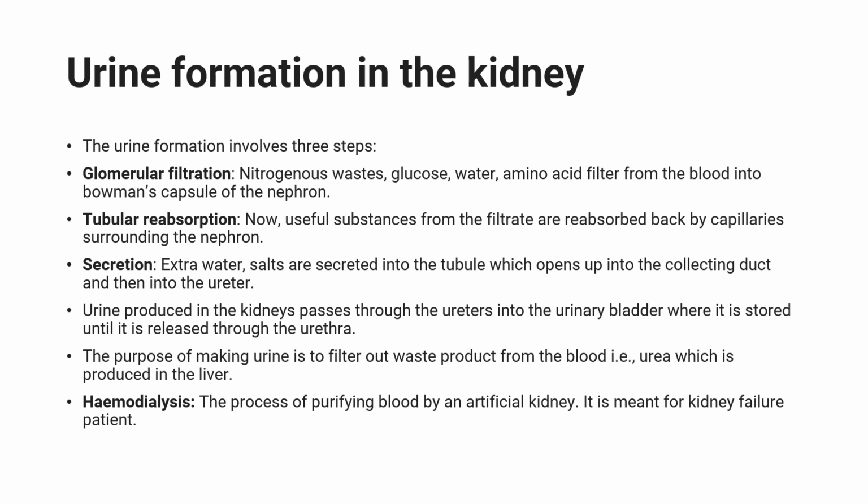Urine produced in the kidneys passes through the ureter into the urinary bladder, where it is stored until it is released through the urethra. The purpose of making urine is to filter out waste products from the blood, that is urea, which is produced in the liver. What is hemodialysis? The process of purifying blood by an artificial kidney. It is a means of treatment for the kidney failure patient.